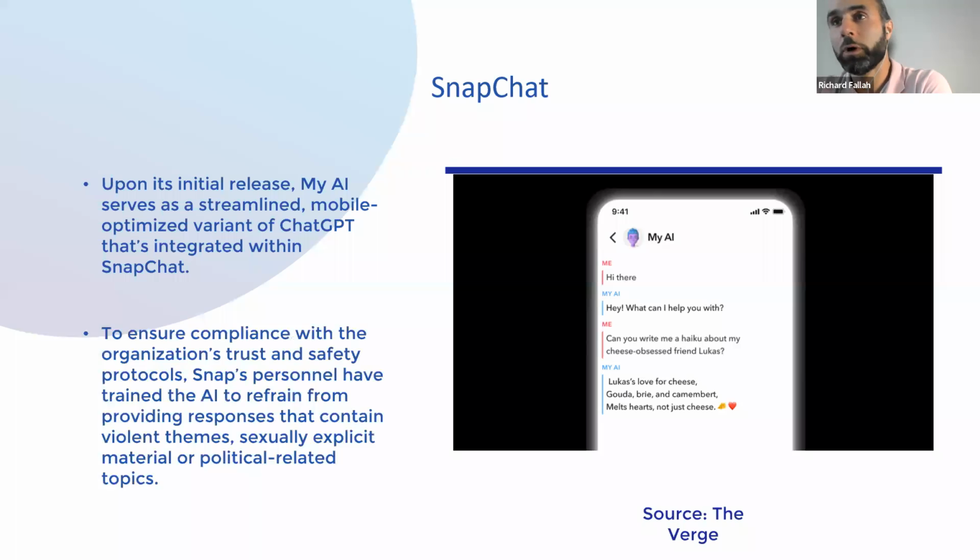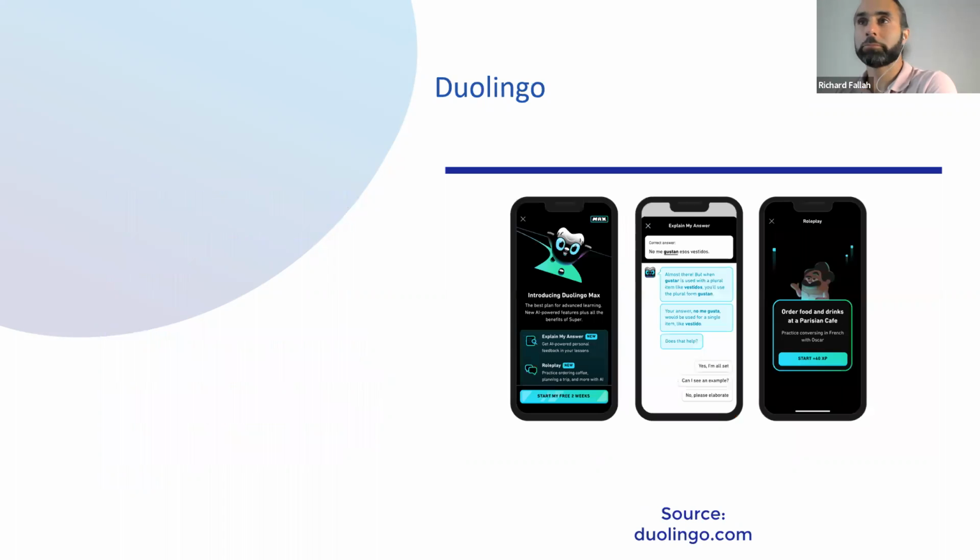But they trained it very well to avoid any sexually explicit content or political related topics. So they were training it to be as polite as possible, because the nature of Snapchat is not quite PG. So with that being said, Snapchat is another company that is using OpenAI within their product.